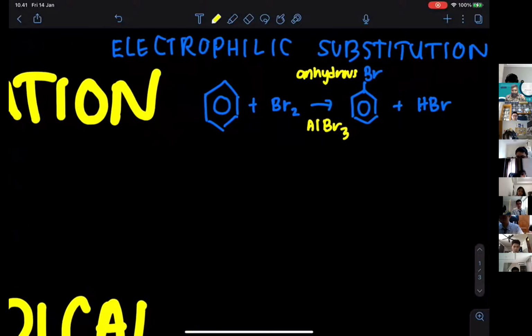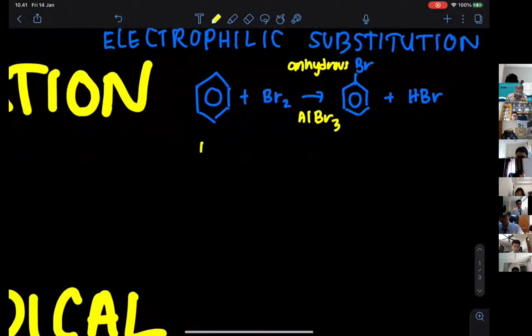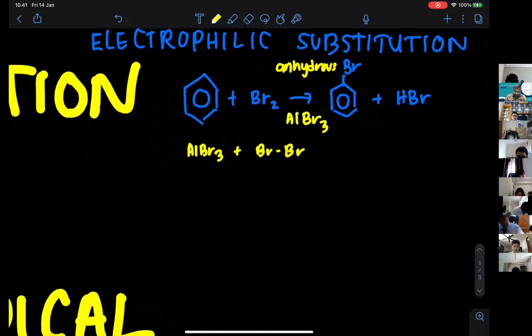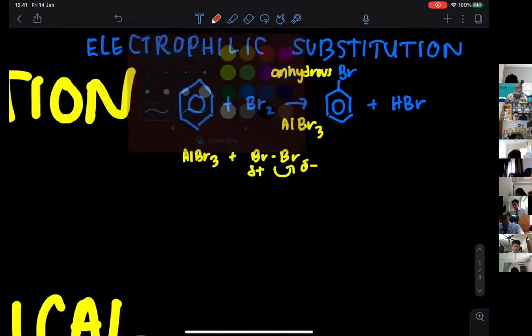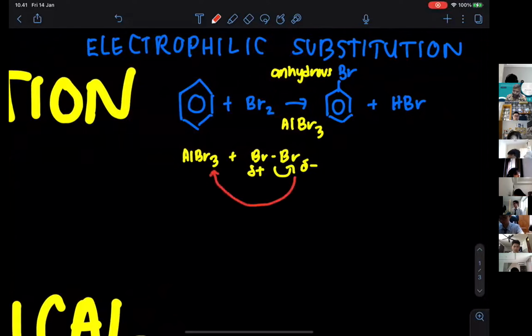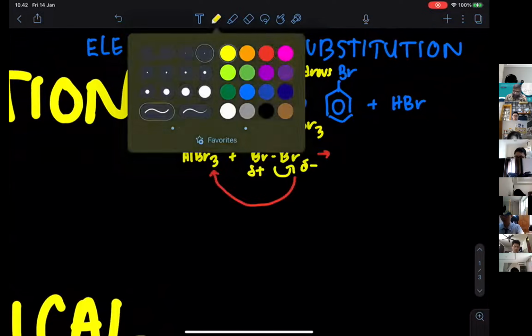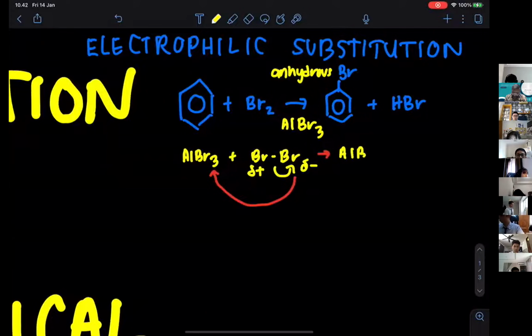The mechanism of the reaction is that you are going to have AlBr3 approach the Br and Br. The AlBr3 is going to polarize the Br2, so you will have delta negative and delta positive. Next, the delta negative will go over here, and they will give you AlBr4 minus in brackets, plus Br plus, which is going to be our electrophile.